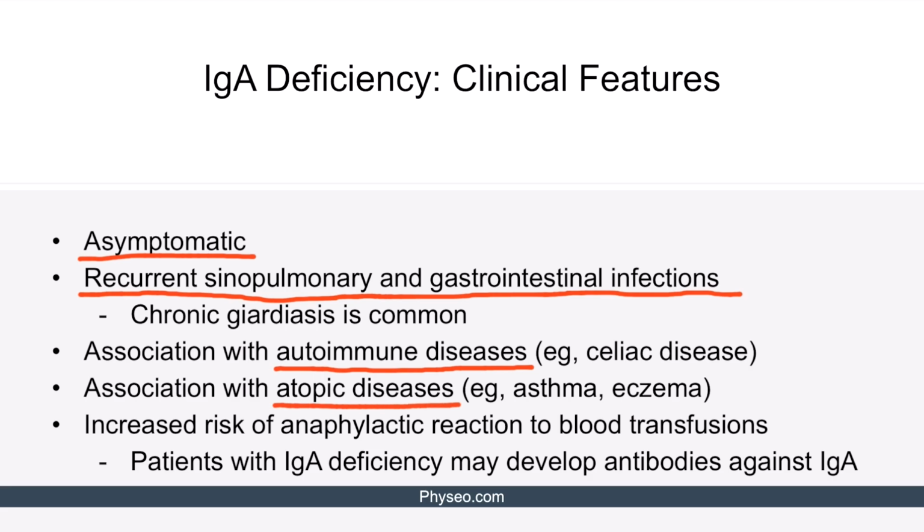Lastly, patients with selective IgA deficiency are at an increased risk of experiencing an anaphylactic reaction to blood transfusions. This is because patients with IgA deficiency may develop antibodies against IgA, and these antibodies may trigger an anaphylactic reaction in response to IgA floating in the plasma of the donor's blood. Importantly, anaphylaxis in response to a blood transfusion is a common presentation of selective IgA deficiency on exams.